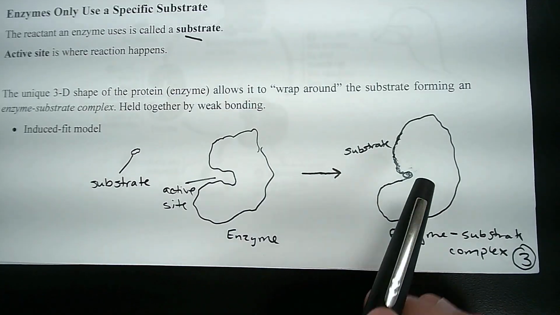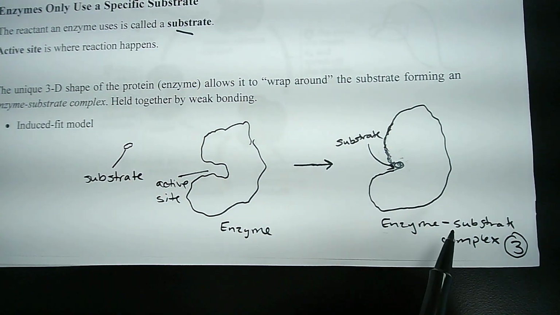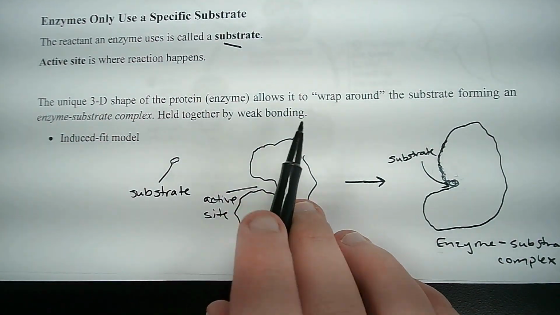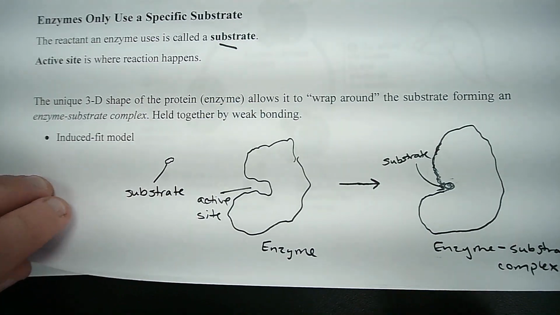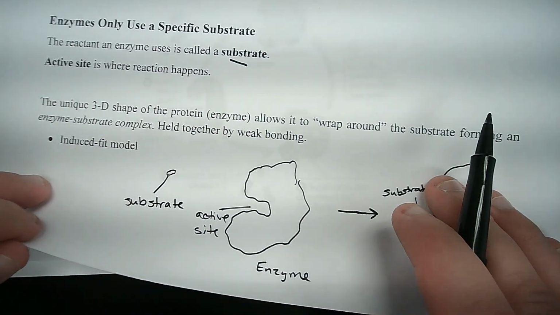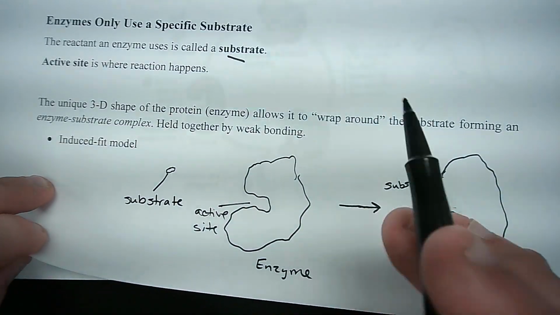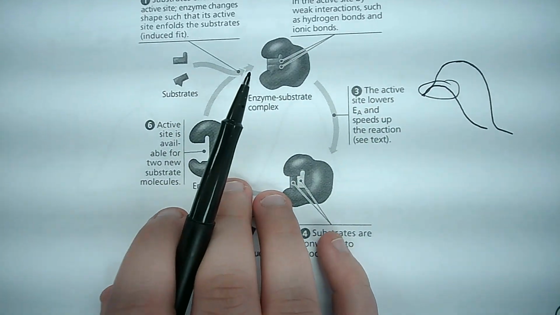Okay, so the substrate is right there in the active site. The enzyme and substrate form a complex, and it forms around it. And that's called the induced fit model. And the substrate is held in the enzyme-substrate complex by weak bonds, like hydrogen bonds. Okay, and remember, it is a protein, so it does have a 3D shape, and that allows it to be specific in what it reacts with.